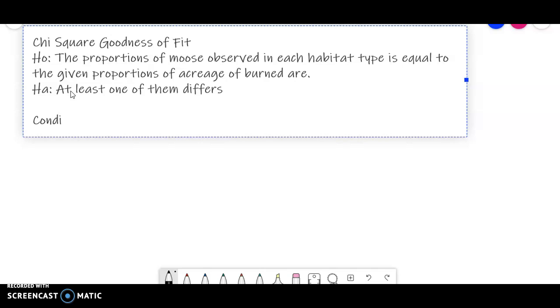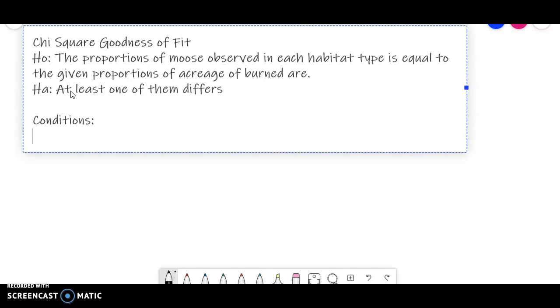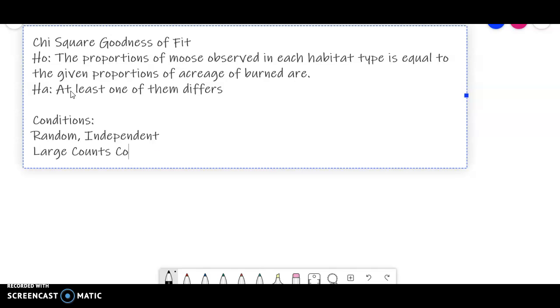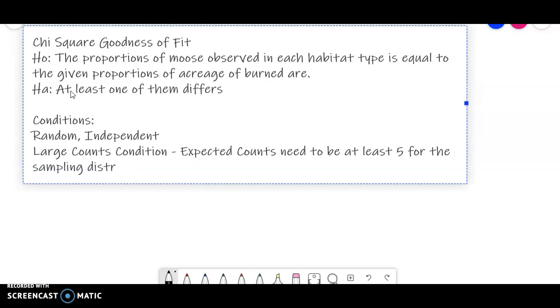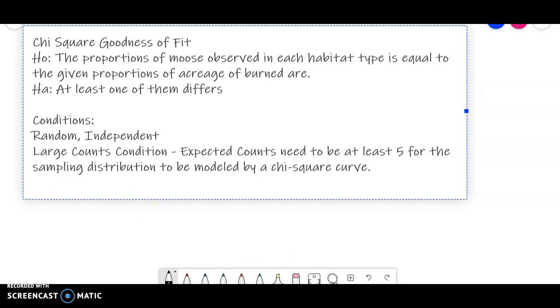So the conditions that we're dealing with: we have random like always, and independent like always. We won't review how to do those because they are the same as they always are. Our large counts condition for this one is that the expected counts need to be at least 5 for our sampling distribution to be modeled by a chi-squared curve. So expected counts.